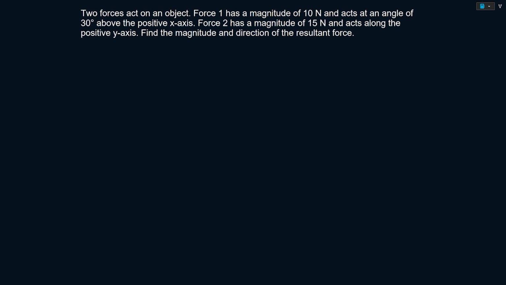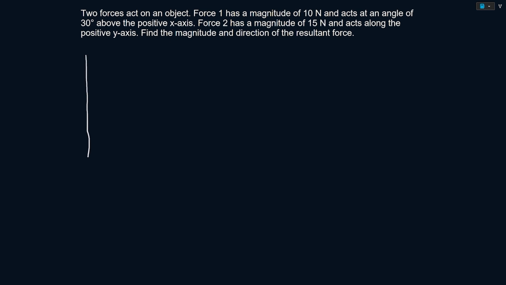Two forces act on an object. Force 1 has a magnitude of 10 newtons and acts at an angle of 30 degrees above the positive x-axis. Force 2 has a magnitude of 15 newtons and acts along the positive y-axis. Find the magnitude and direction of the resultant force.